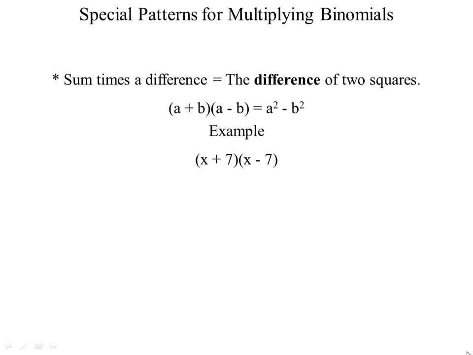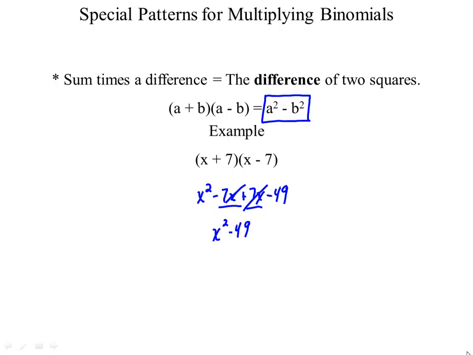with a binomial. So watch this. X times x is going to be x squared. X times negative 7 is negative 7x. 7 times x is 7x. And 7 times negative 7 is negative 49. These two are opposites. So they're going to go away. And so you get x squared minus 49.